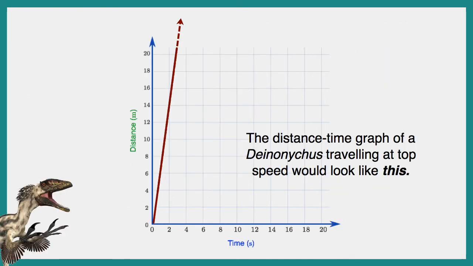Hopefully you can now follow this procedure and calculate the speed of an object from 2 points on a distance time graph.